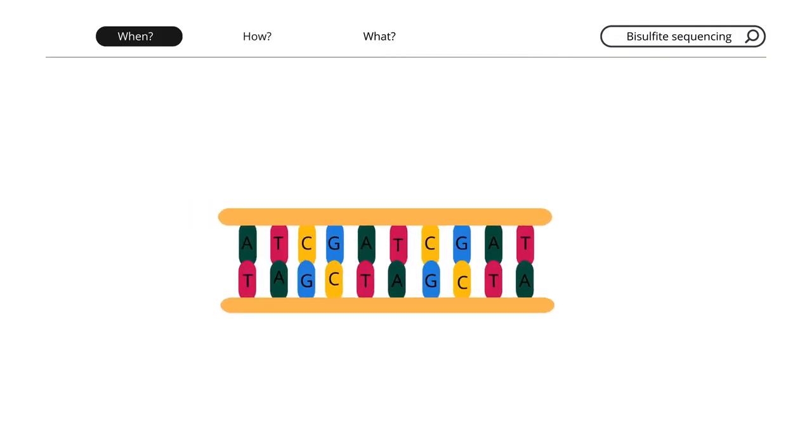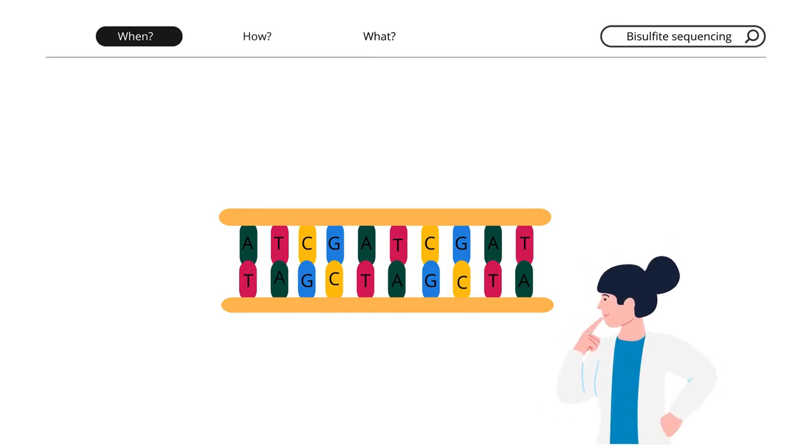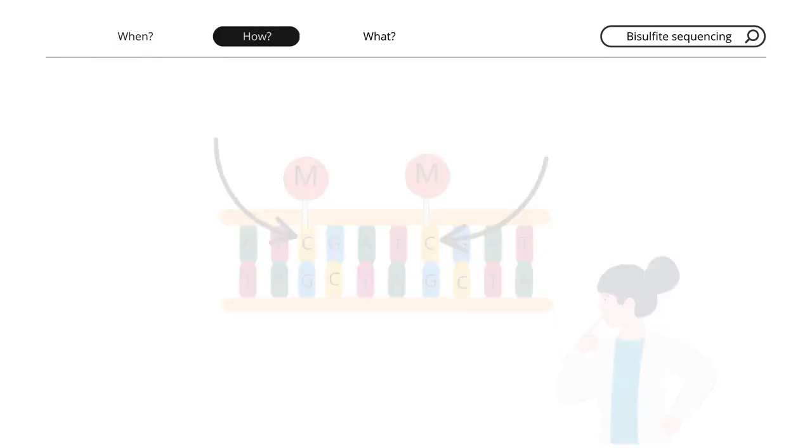In the same year, a method called bisulfite sequencing was developed to detect DNA methylation. This is a frequent modification that occurs after DNA is replicated, involving the addition of a methyl group to a DNA base, most often cytosine. Here is how it works.